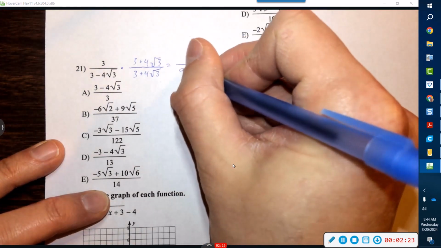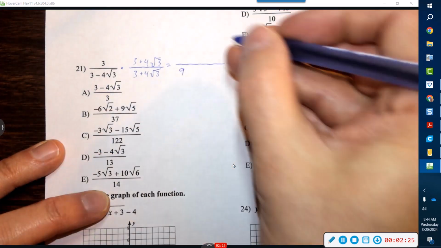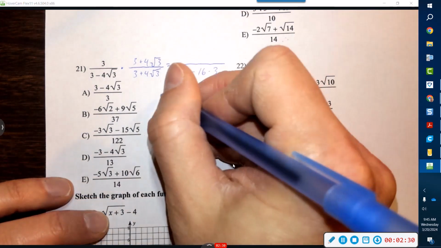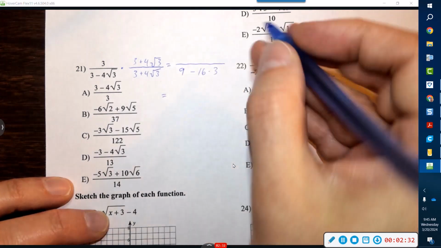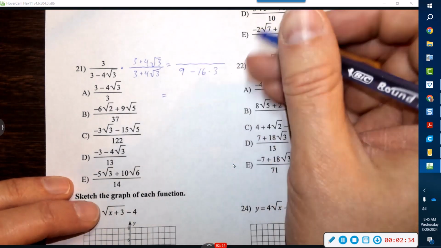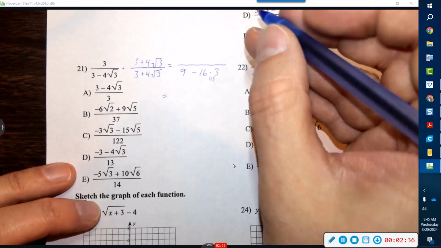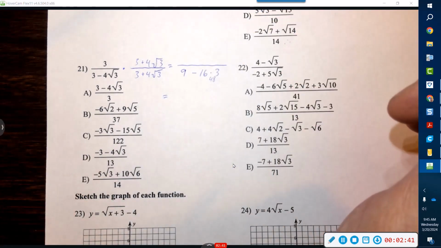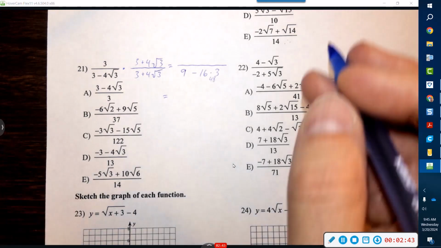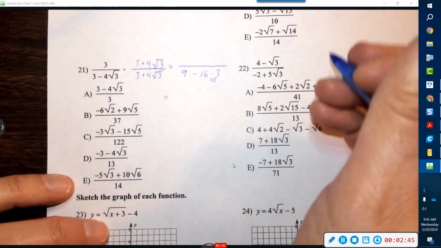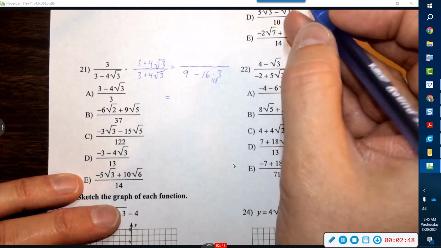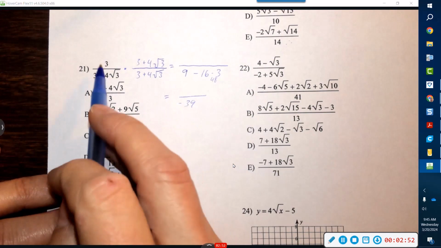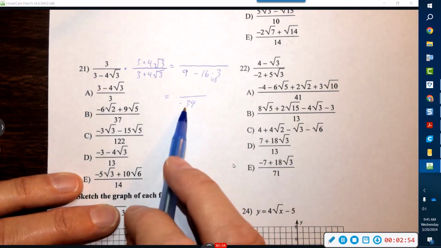So you're going to get 9, and then the middle terms actually cancel out. So you get 9 minus 16 times 3. Okay, that's going to give you 9 minus 16 times 3. 16 times 3 is 48. And then 9 minus that is going to be negative 39. Okay, so now we've got negative 39 down here.